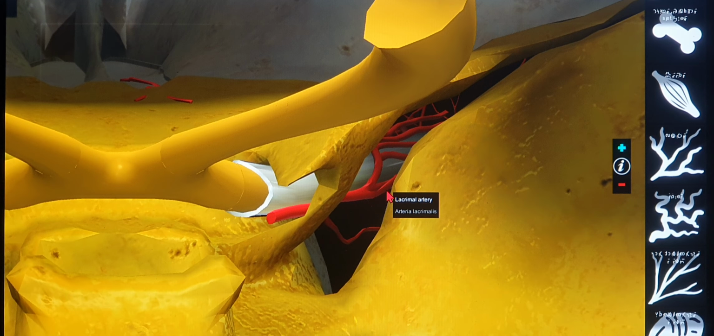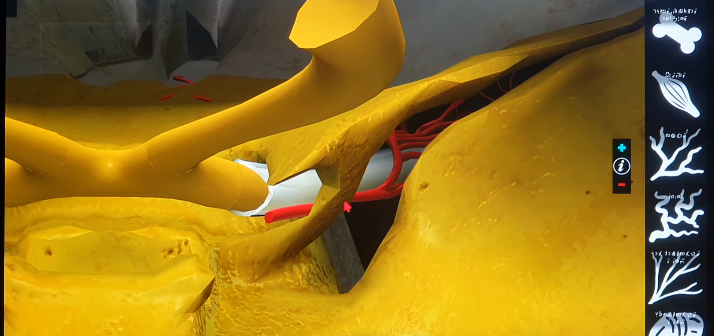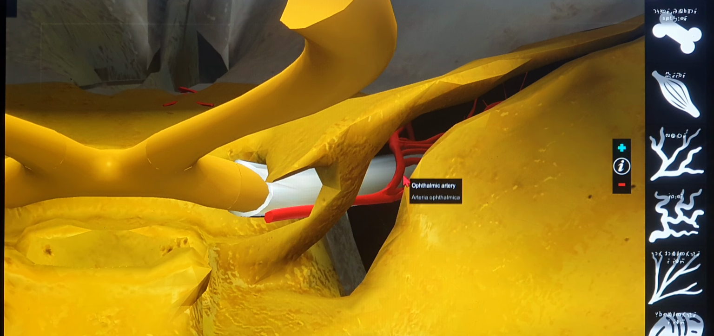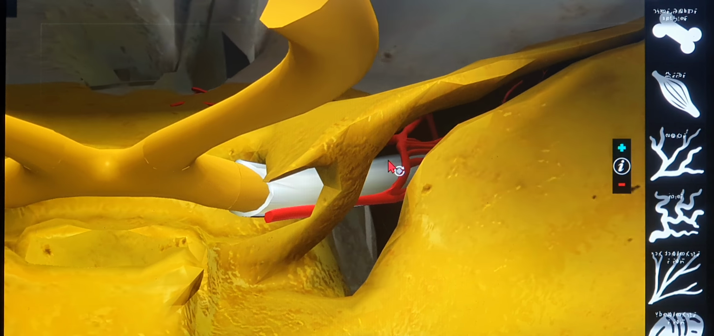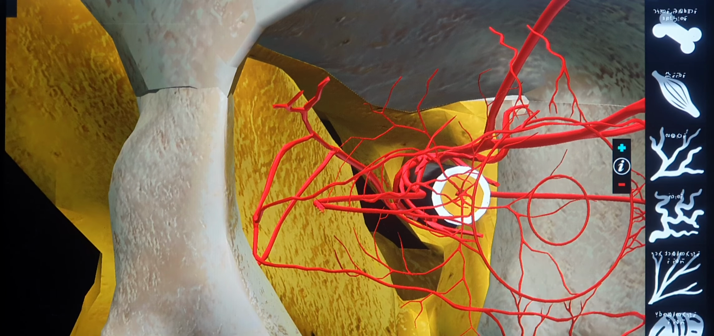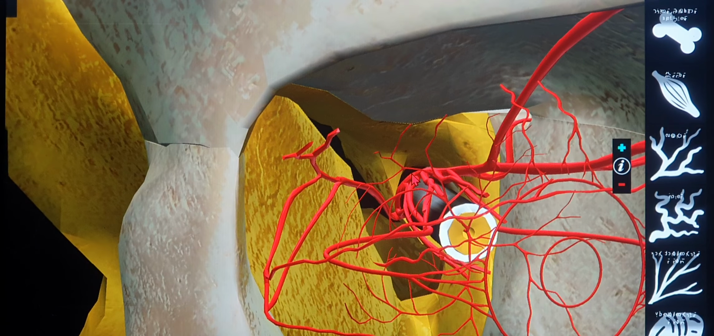Now what you can see over here is the lacrimal artery, okay? The main ophthalmic artery is going above the optic nerve as soon as the orbital apex ends anteriorly. So this is the ophthalmic artery going above the optic nerve along with its branches. If I turn this to the anterior aspect, you can see all the branches of the ophthalmic artery. The ophthalmic artery is the main artery in this region, and all that you can see over here are its branches.